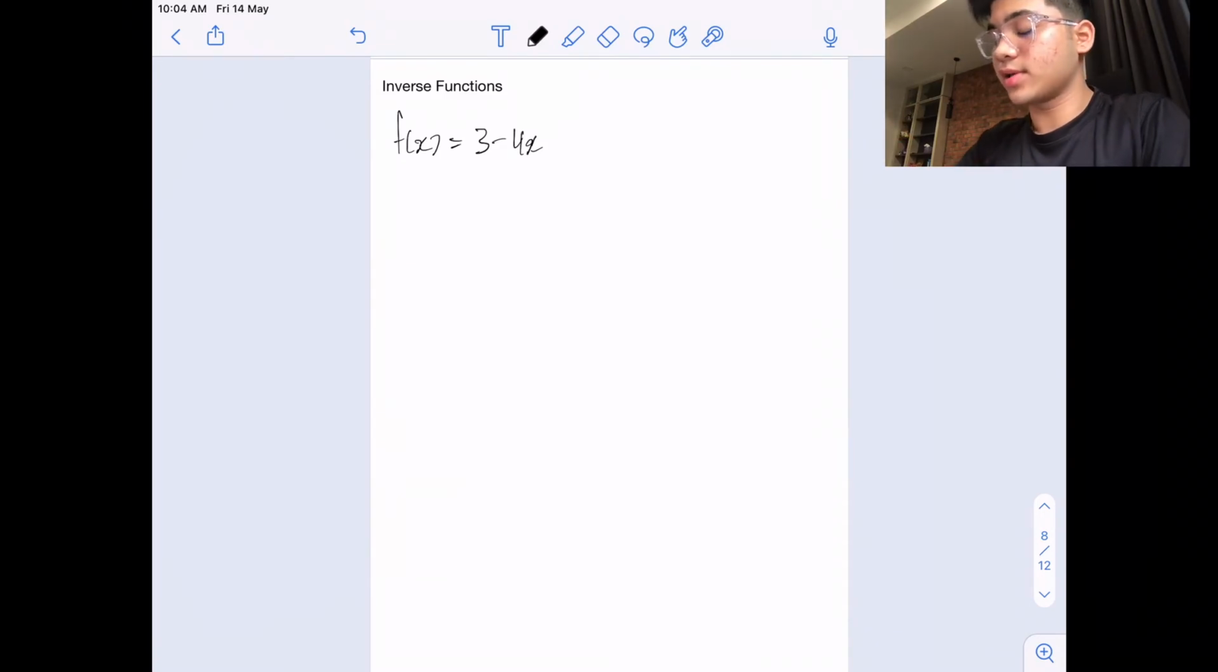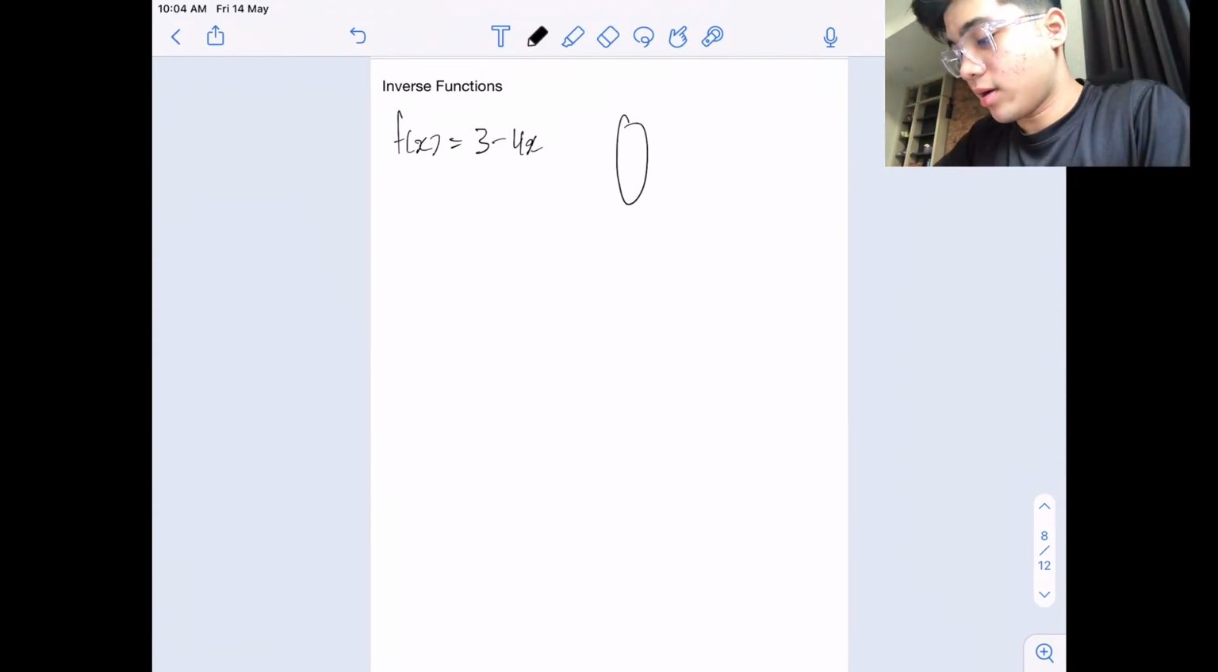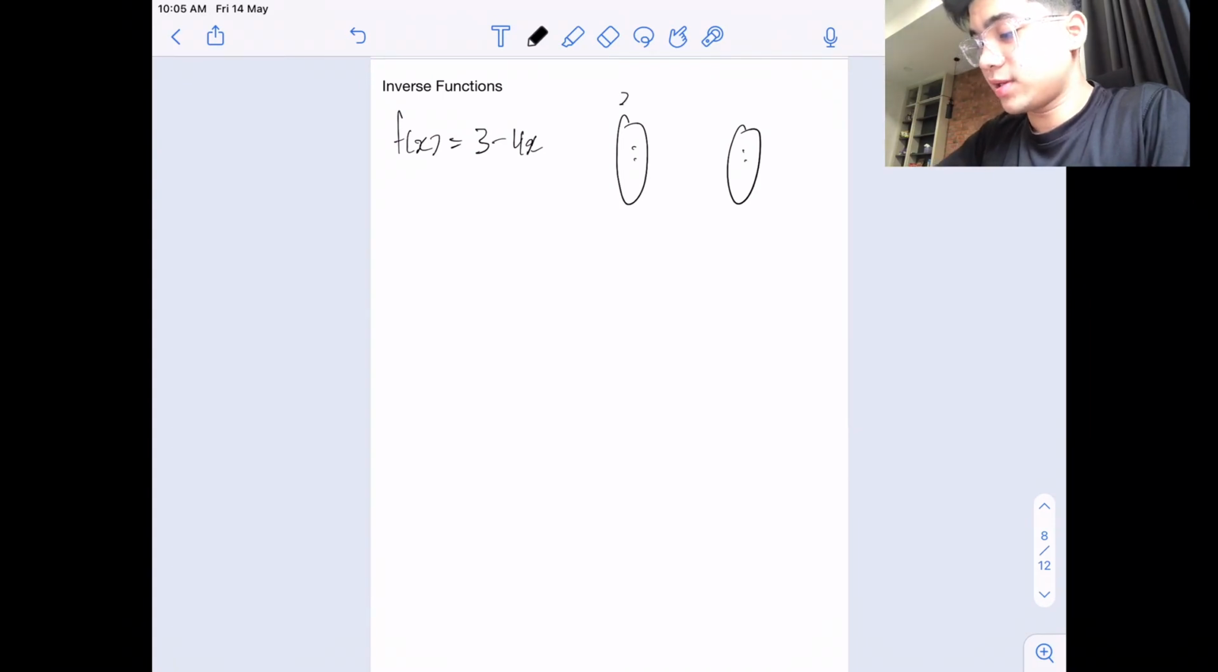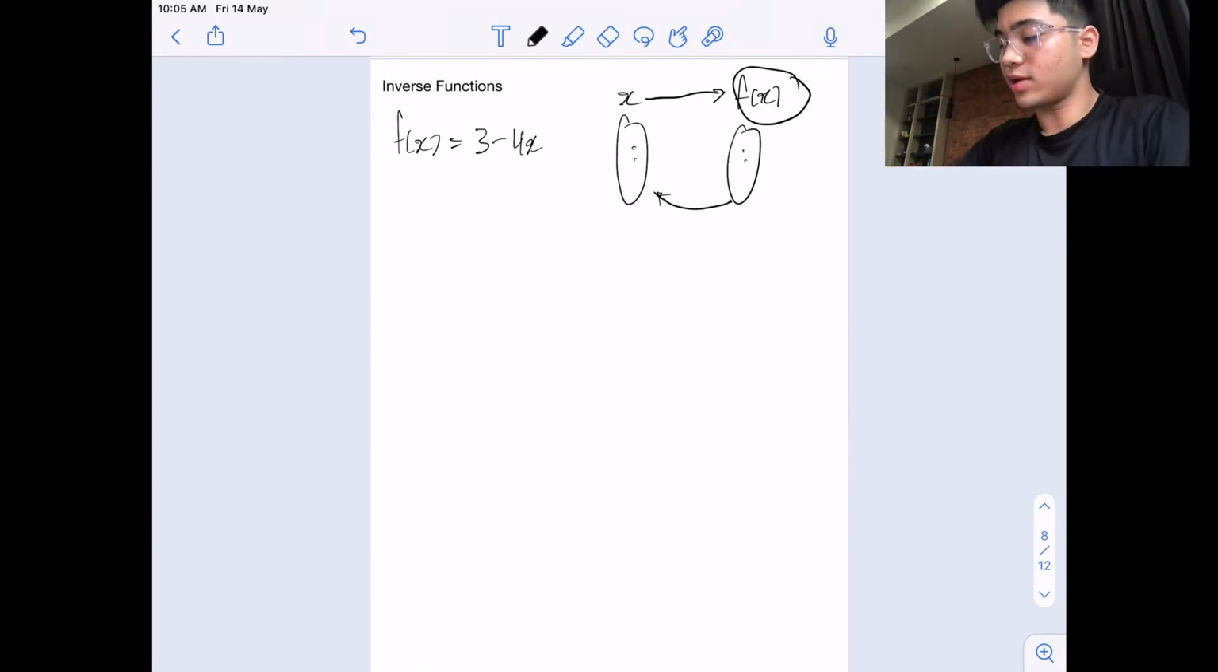Alright, so now let's look into inverse functions. Let's imagine how this looks. I'm going to give you a function. This is x, and this is the image f(x). When you go over here, x goes under the function to become f(x). But how would you want to put whatever is f(x) back to x? That's when the introduction of inverse functions comes in.